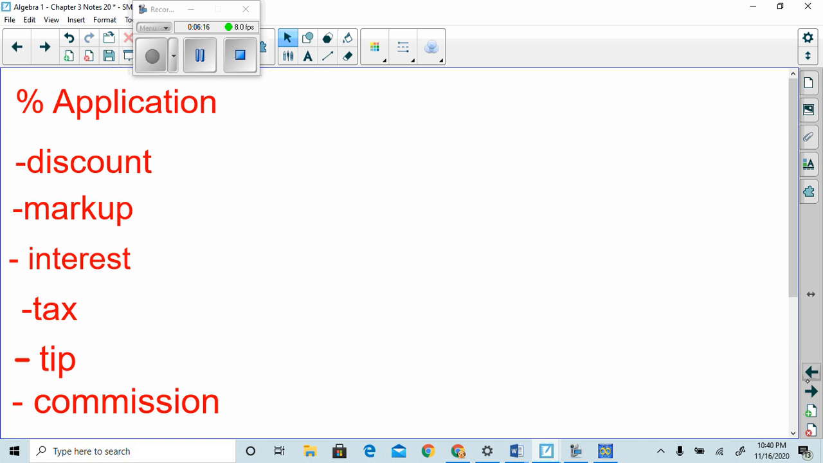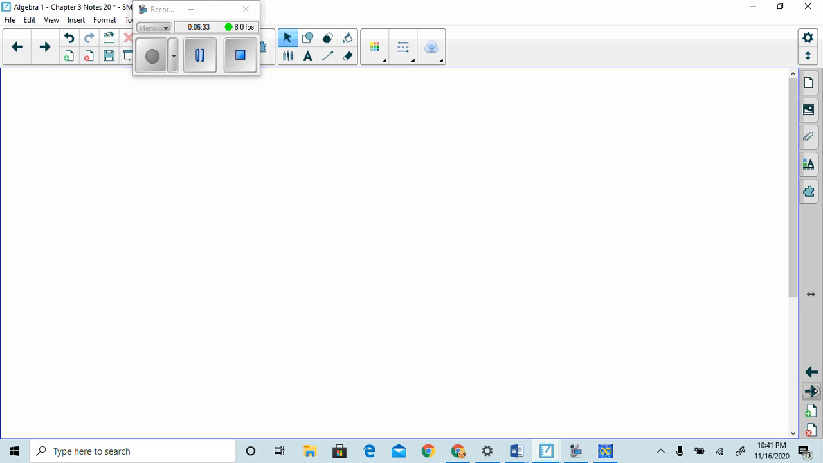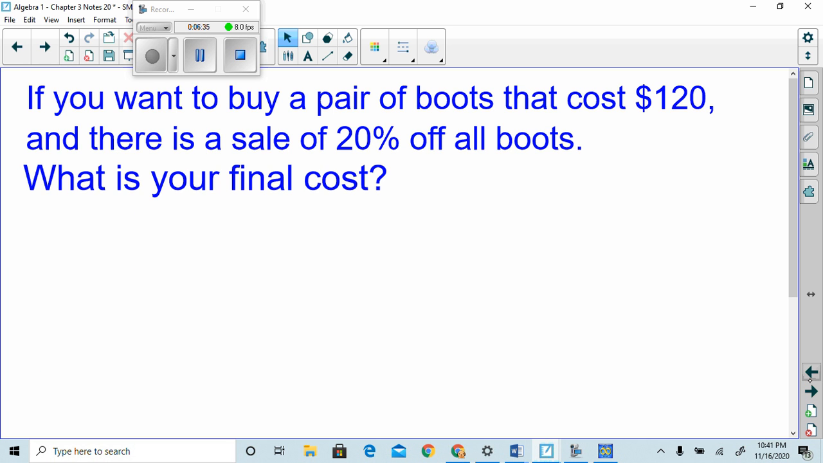Applications. We're going to look a little bit at some percent applications, and our lessons will take us into discount and markup, some simple interest, maybe a tax or tip problem, and commission. If you want to buy a pair of boots that cost $120 and there's a sale for 20% off all boots, what is your final cost? Because it is a multiple of 10%, I could use mental math. You could use proportions. You can use equations. What would you use? So you've got methods A, B, and C.